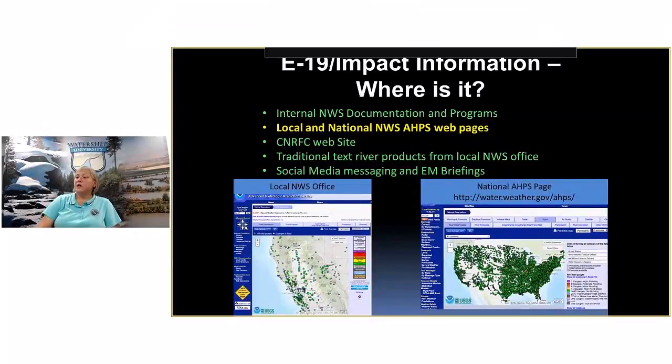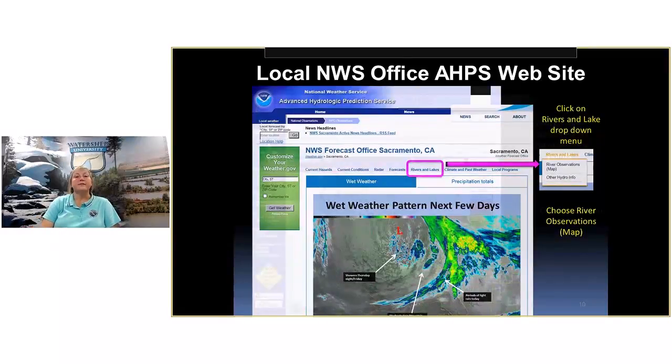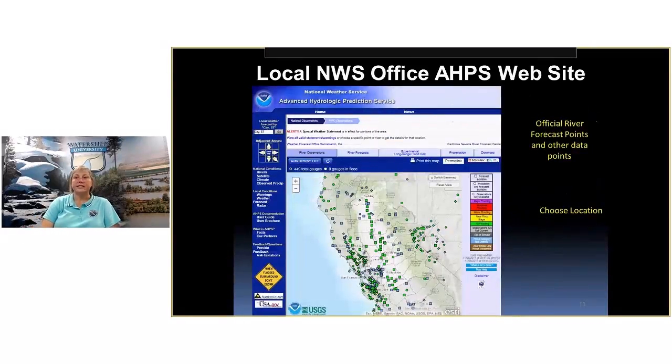So if we go to the local Sacramento Weather Service page, that's at weather.gov/Sacramento, or whatever your local Weather Service office page is. Above the maps on the right-hand side, there is a Rivers and Lakes drop-down menu. Under that drop-down menu, there's River Observations Map. If you select that, you get the local AHPS page with all those dots on it.